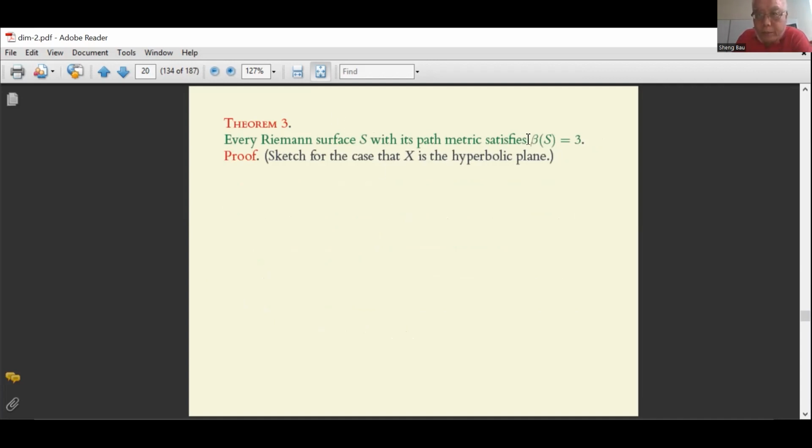We proved that the metric dimension of every Riemann surface is 3, which is quite natural because the Lebesgue dimension of every Riemann surface is 2. And in the case of geometric spaces, the metric dimension is 1 larger than the dimension.